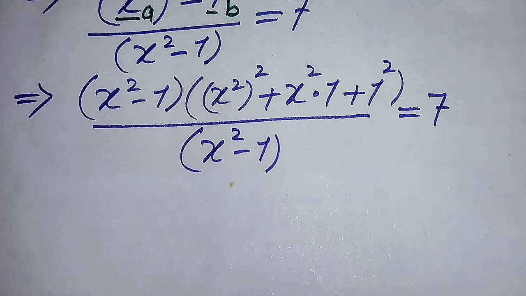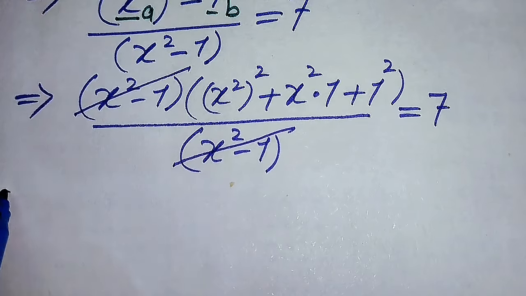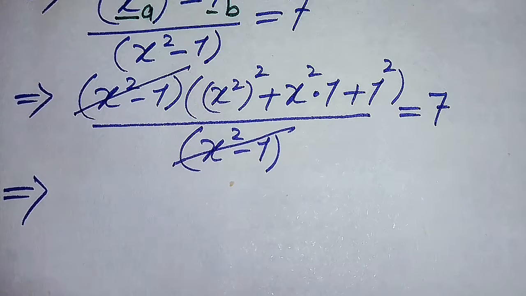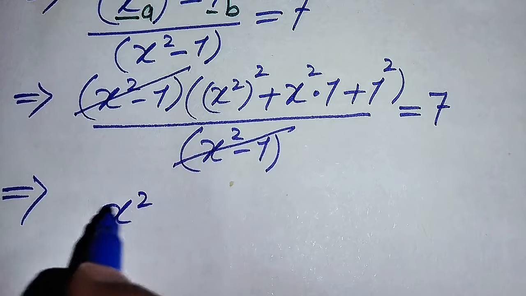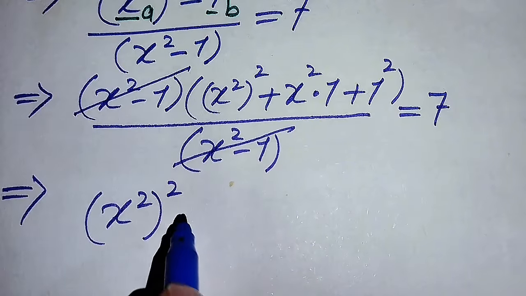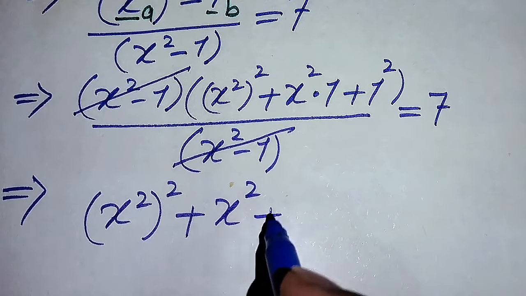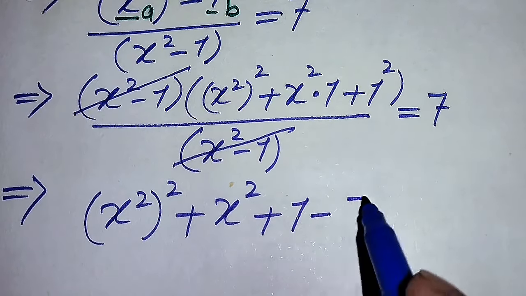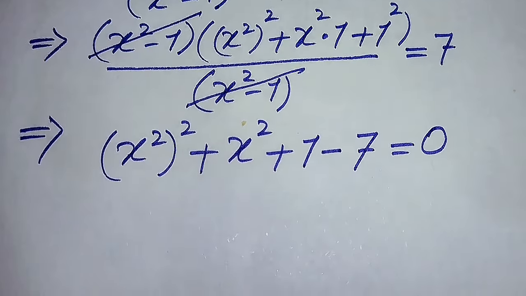Here we need more simplification. First you see that this x square minus 1 and this x square minus 1 cancel out by each other, and we get the remaining: x square and its whole square, plus x square multiplied by 1 becomes x square, and this 1 square equals 1, plus 1. The 7, when we move it to the left hand side, becomes minus 7, and this whole equation is equal to 0.